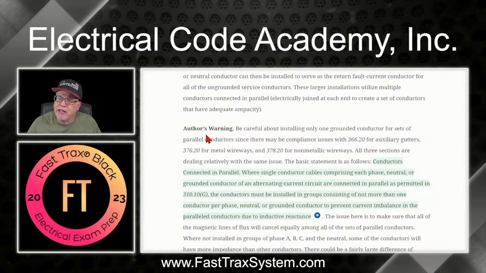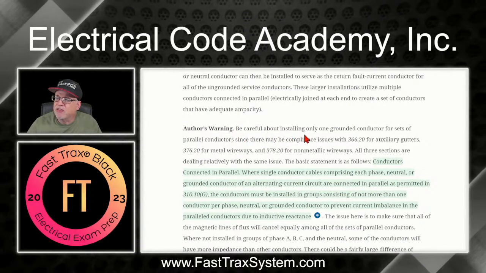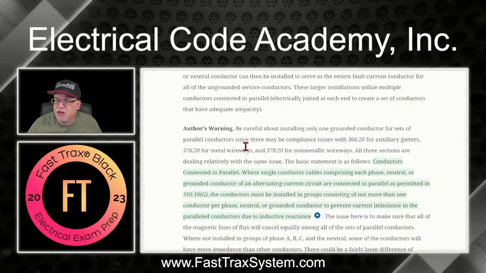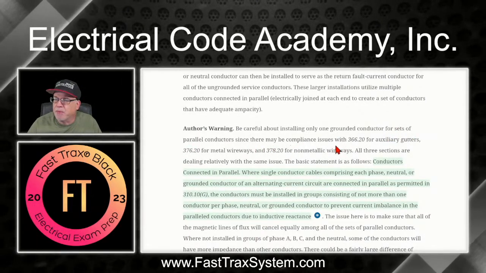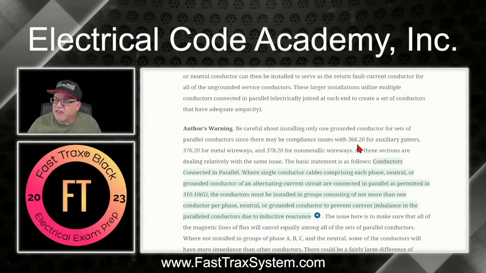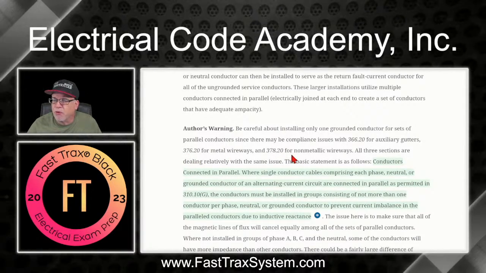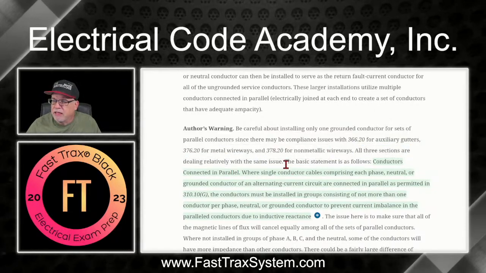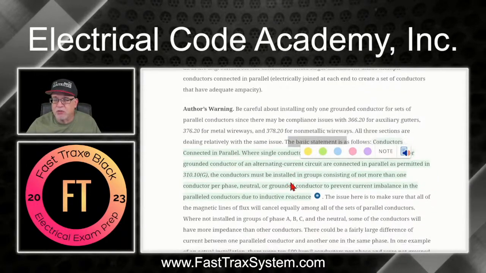So now this is a warning here. The author is going to give you a warning here, and we're going to read this warning. It says, be careful about installing only one grounded conductor for sets of parallel conductors, since there may be compliance issues with 366.20 for auxiliary gutters, 376.20 for metal wireways, and 378.20 for nonmetallic wireways. All three sections are dealing relatively with the same issue. The basic statement is as follows. So here's what it says.